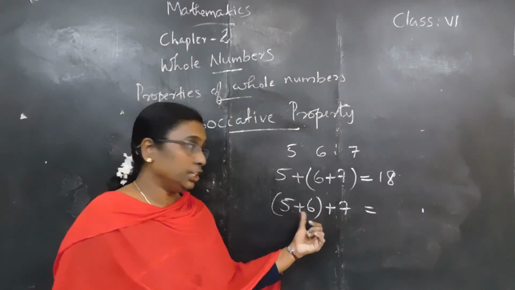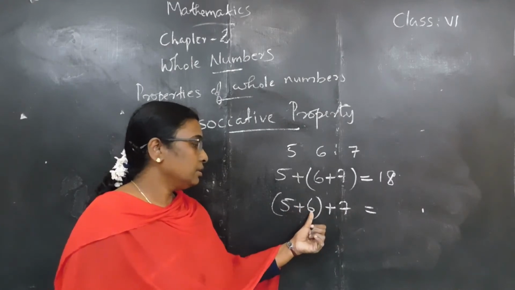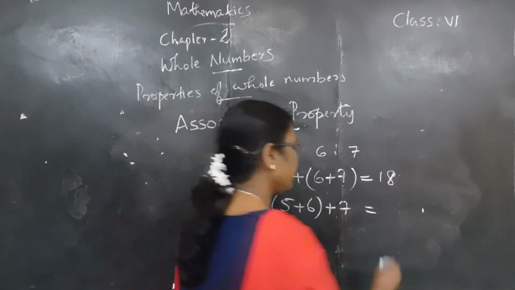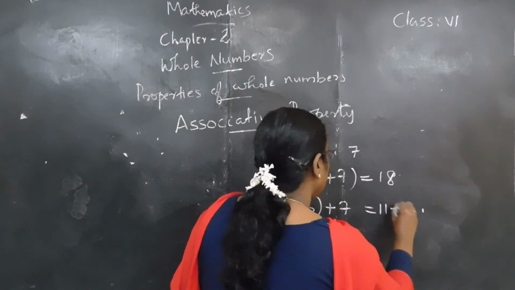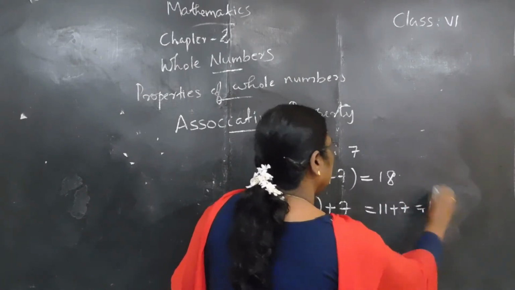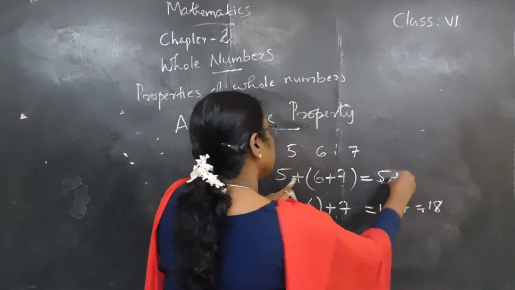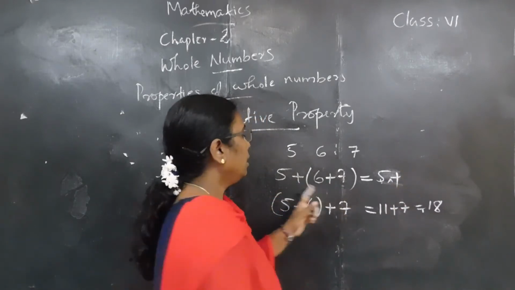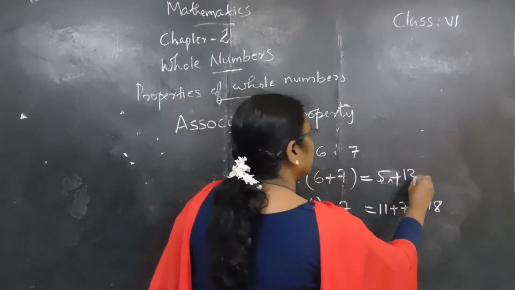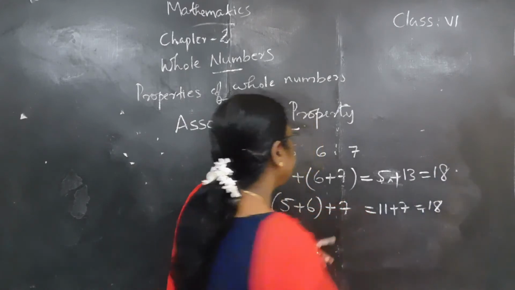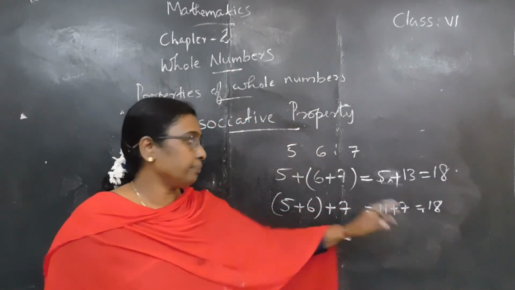Add these numbers in this order. 5 plus 6 is 11. 11 plus 7 is 18. Grouped the other way, 5 plus the sum of 6 plus 7, which is 13, equals 18. The result will be the same.